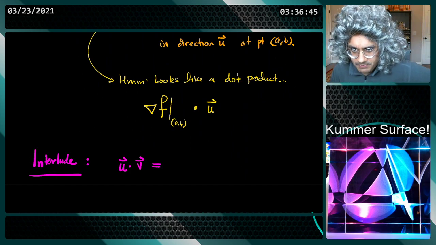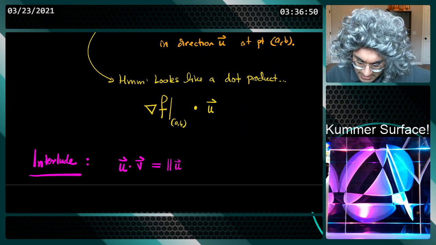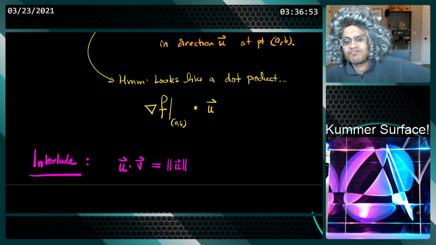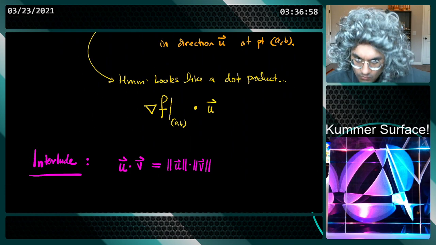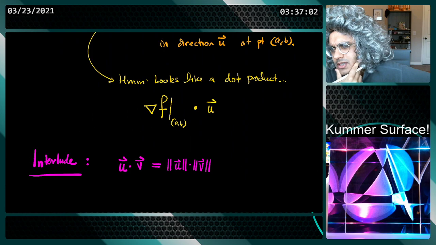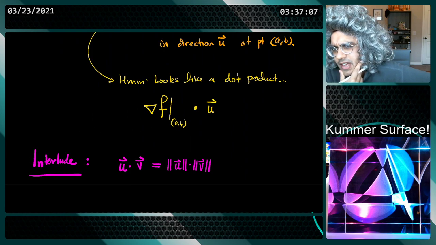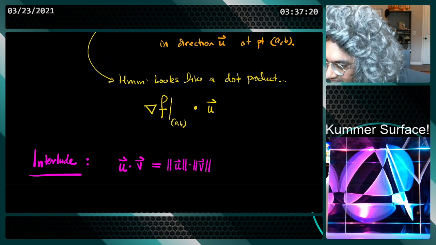You can do a formula. This dot product is actually the same as the size of the first vector times the size of the second vector times something. Can someone remind me? What is the correction factor? It's not quite this easy, but there's a little bit of a fudge factor on the right-hand side. Cosine of the angle between.